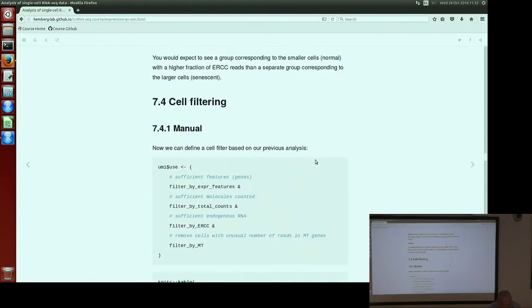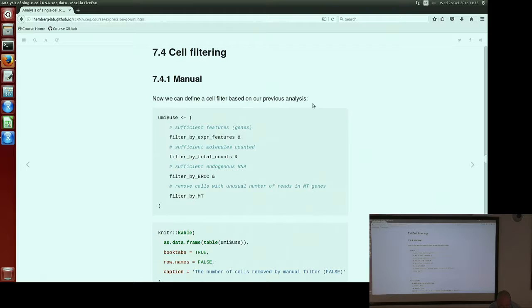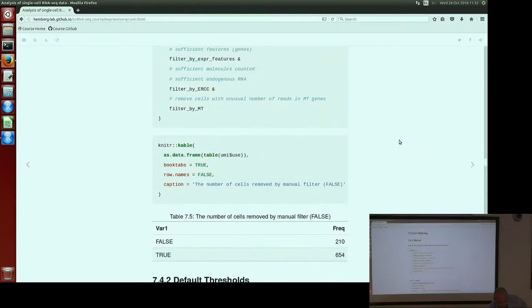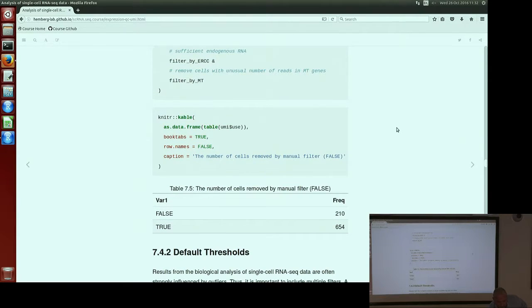Okay, so we'll move on to the next chapter, which is cell filtering. We have created all these cell filters by running the previous code chunks. So here we can apply those filters, and these are the names of the filters that we've created. And basically, in total, those manual filters that we used removed 210 cells from our data set. So it's actually quite a large fraction of cells, which we don't want to use for the downstream analysis.